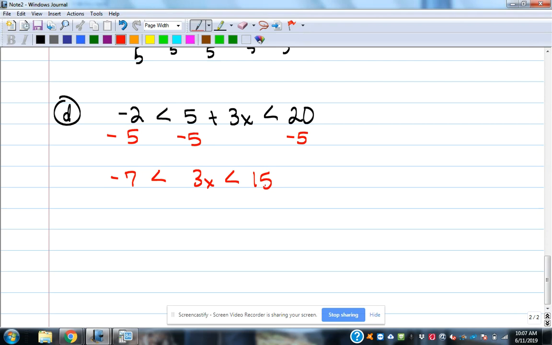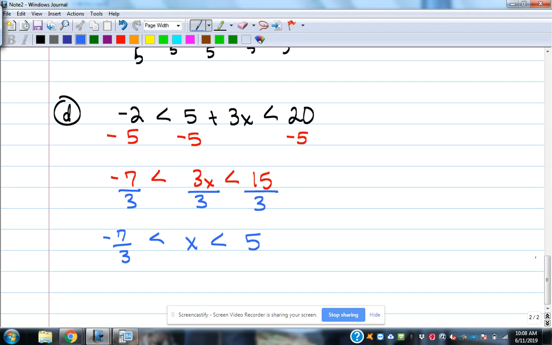And then next step would be divide by 3. So if I divide the middle by 3, I got to divide everybody else by 3. There's x by itself in the middle. The left side doesn't work out real nice. It's just going to leave the fraction -7/3. The right side, 15/3. Well, that'll reduce. 3 goes into 15 5 times. So I'm going to change that to a 5 because it worked out. Okay.